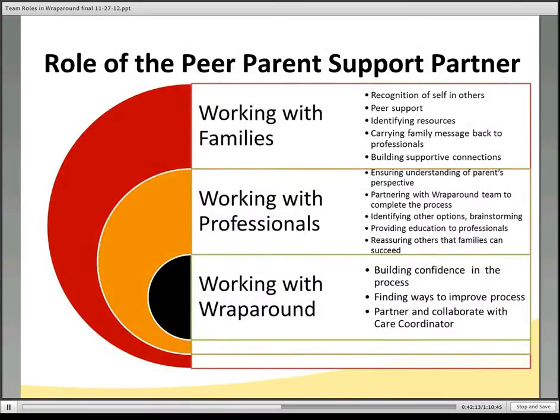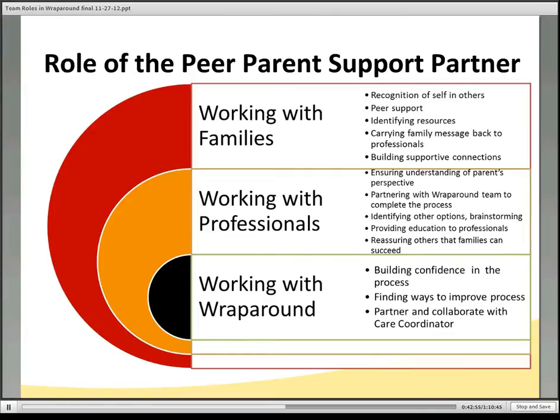So the role of the peer parent support partner in Wraparound is a little bit different than peer support or parent peer support in traditional services. I am thrilled that we've seen this kind of explosion of parent peer support going on across programs. But in Wraparound, what makes it unique is that there are 3 areas that the parent support partner focuses on: working with the family, working with professionals, and also working with Wraparound.